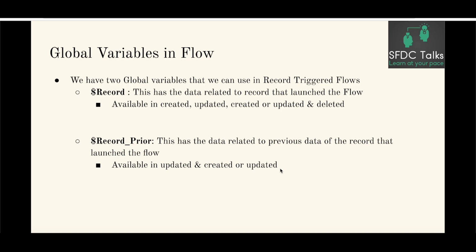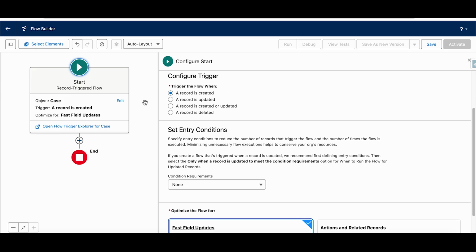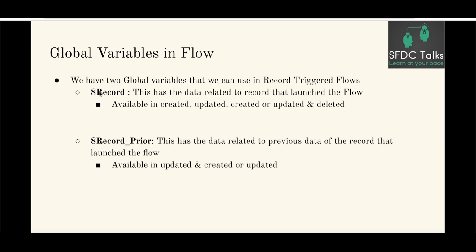So in our flow execution, $record__Prior is available only when we select either record is created or updated, or record is updated. In these two scenarios, we have that option to use $record__Prior. But when you're using record is created, then we'll always have an option to use $record.